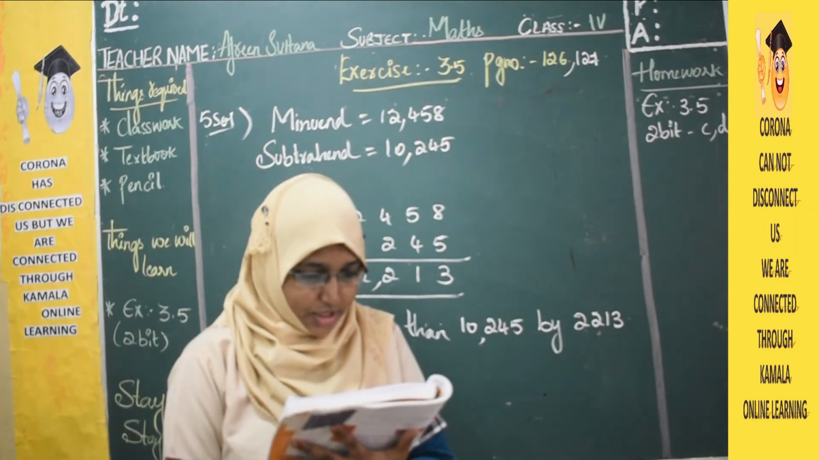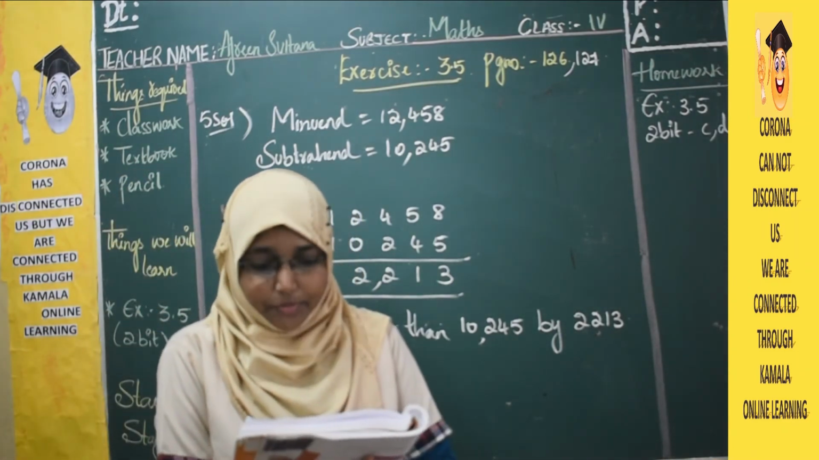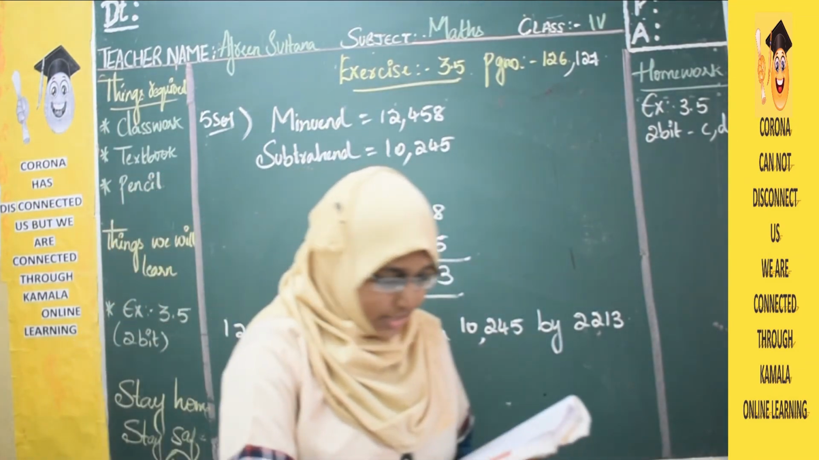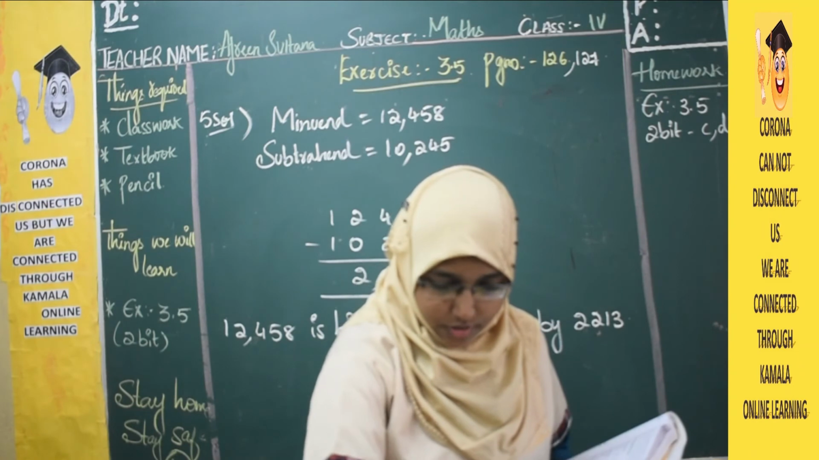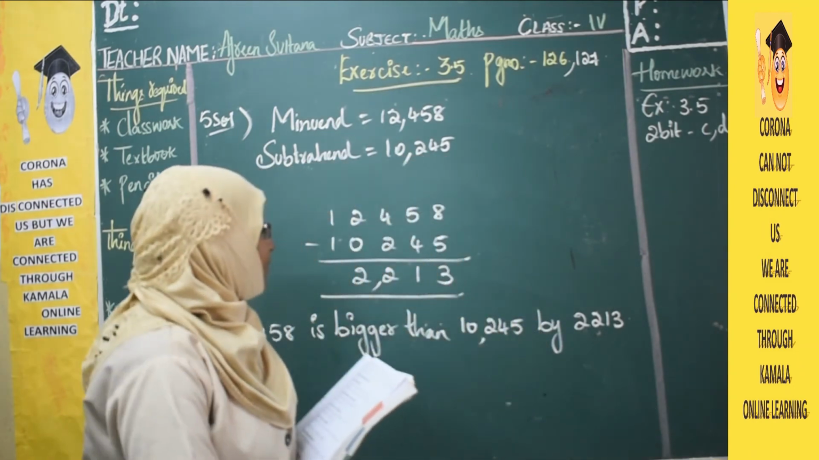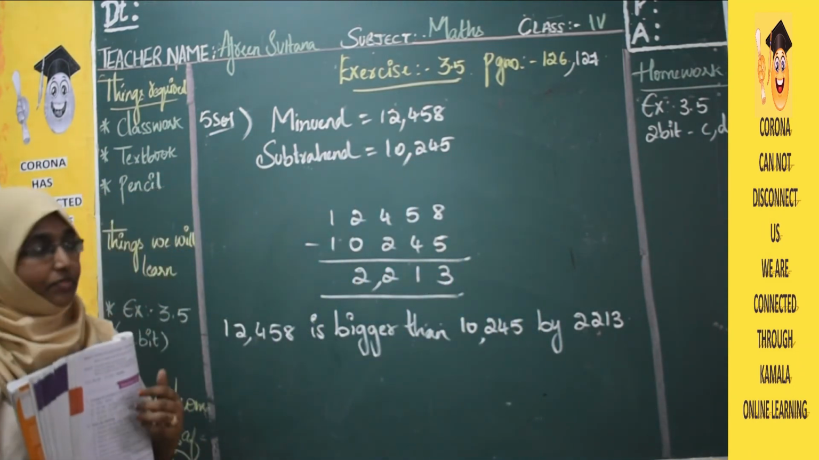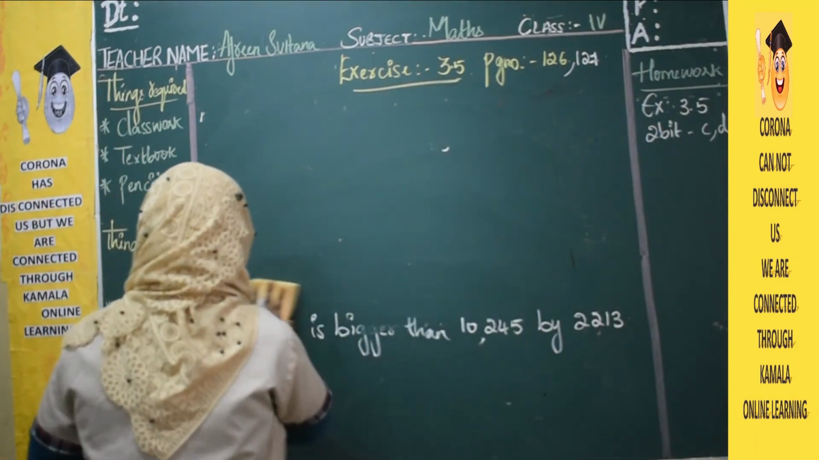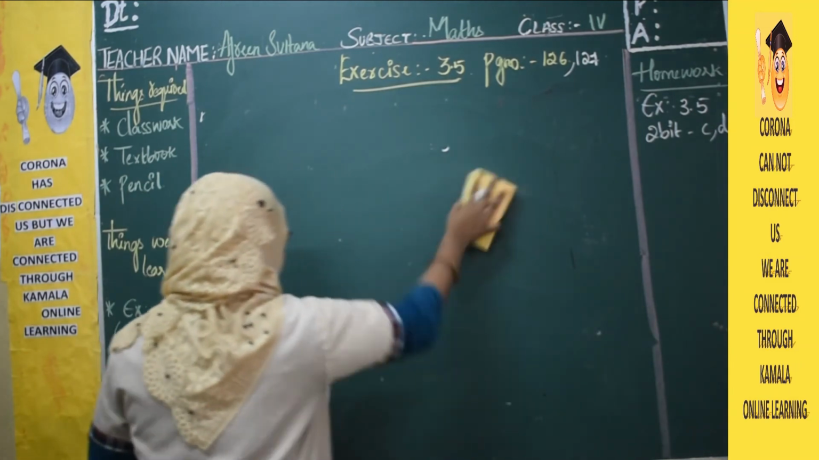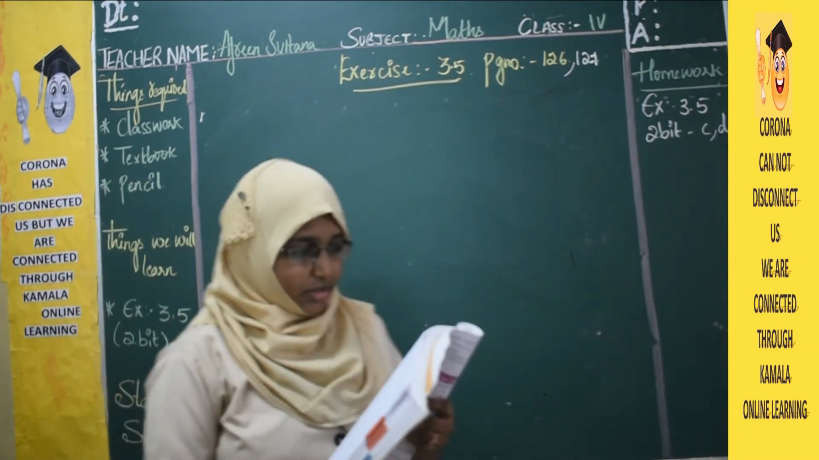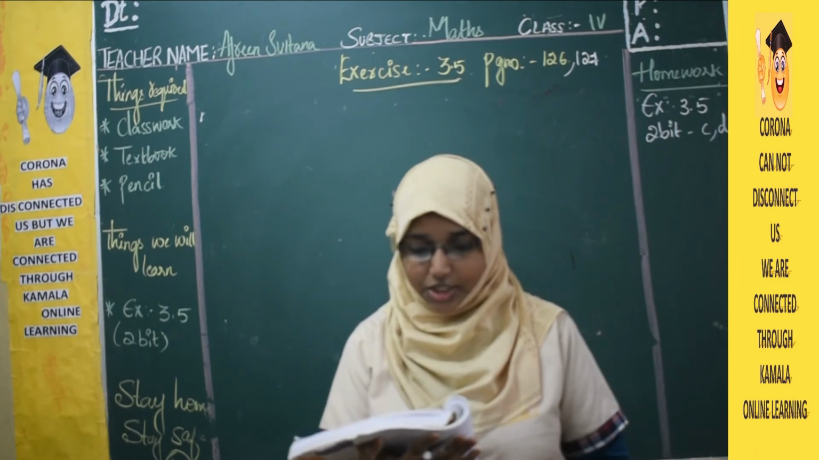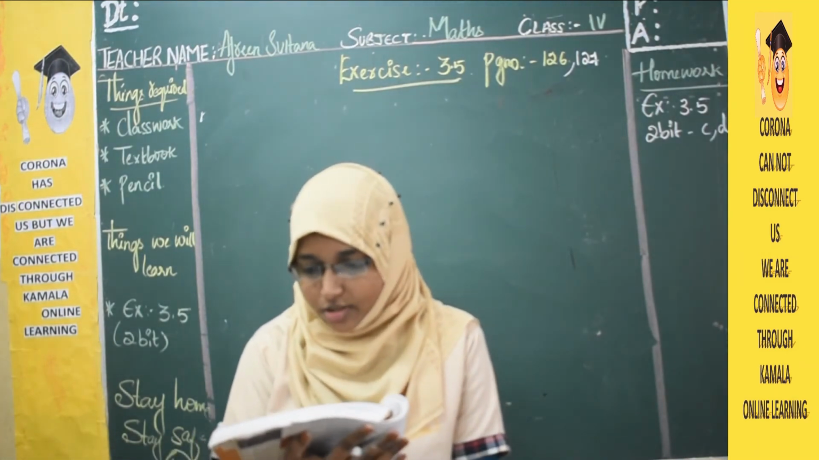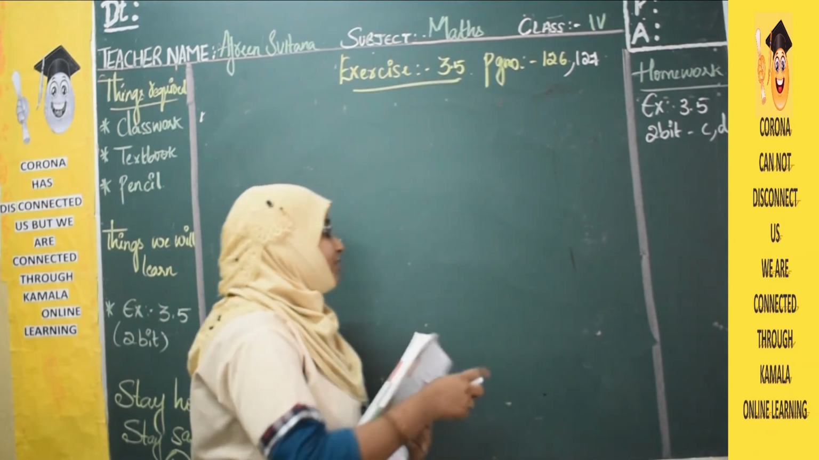Okay, let's see what the next question is. What number should be subtracted from 5 lakh to get 1,50,049? I'll give you a hint for both questions and you can easily try them out. I hope you have written it. Have a look in your textbook, page number 127, the sixth one. What number should be subtracted from 5 lakh to get 1,50,049? Here they have given us the minuend.